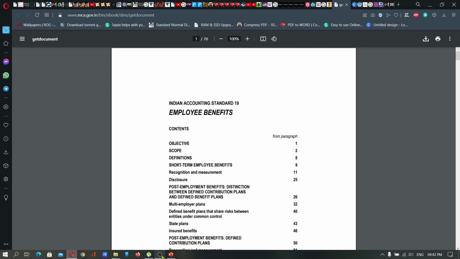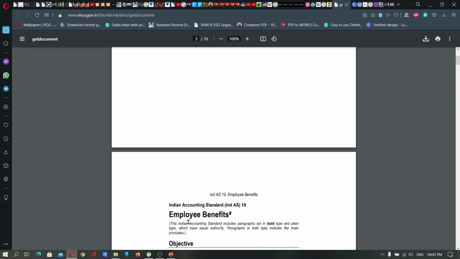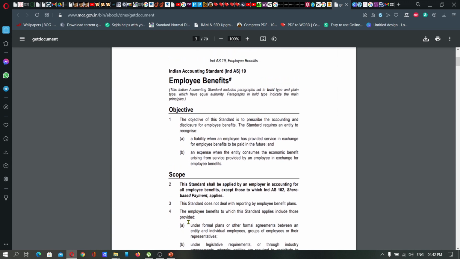Next one, employee benefits. The objective of this standard is to prescribe the accounting and disclosure for employee benefits. There are many types of employee benefits that are offered by the company to its employees, and the standard prescribes how the company accounts for and discloses the transactions relating to employee benefits.